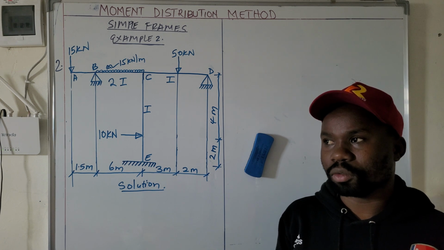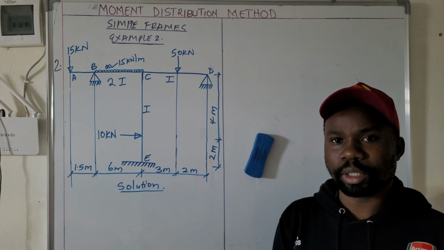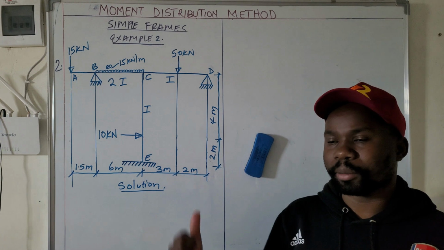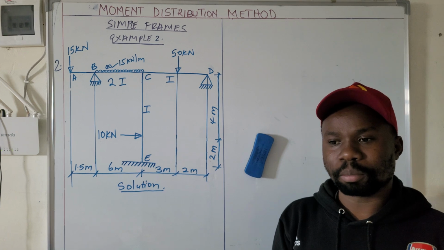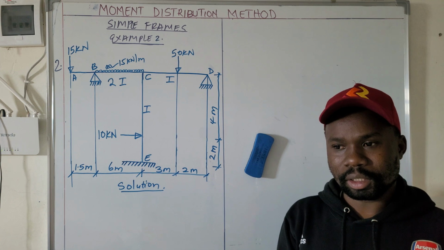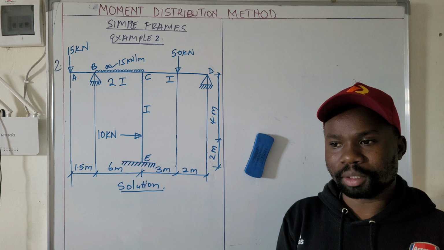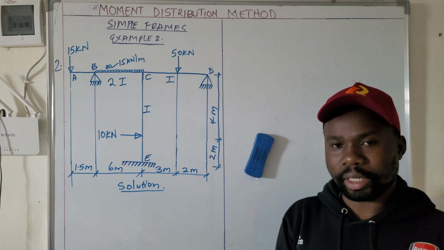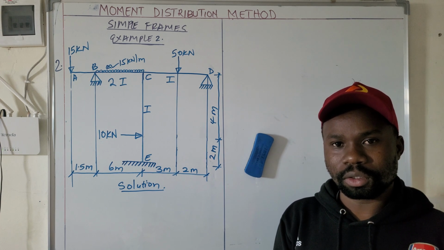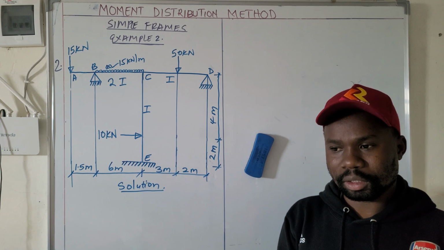Today, I want to solve problem number 2 under moment distribution method. This is a frame, and the question is from a past paper, and it carries 20 marks. The question reads: analyze the beam shown below, and hence draw the bending moment diagram indicating all values at critical points.